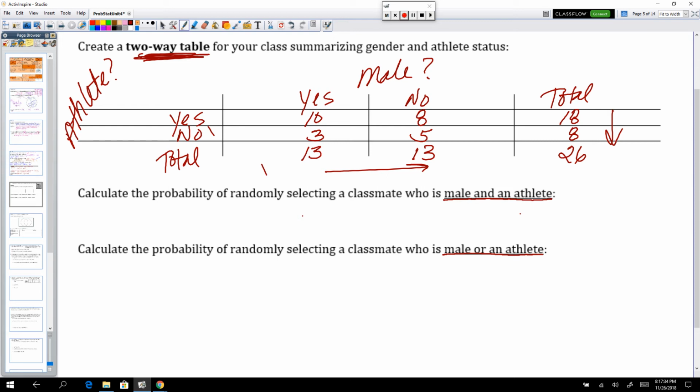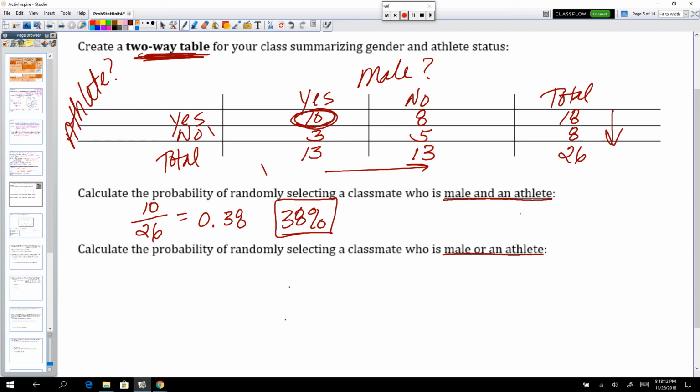Look at your two-way table. Can you identify how many people are male and athlete? Hopefully you see that this grouping right here, yes to male and yes to athlete, is 10 people, and there are 26 people total in the room. So the probability of randomly selecting a classmate that is male and an athlete is 38%. And I would recommend you always put things in percentages just so you can get a real sense of probability.